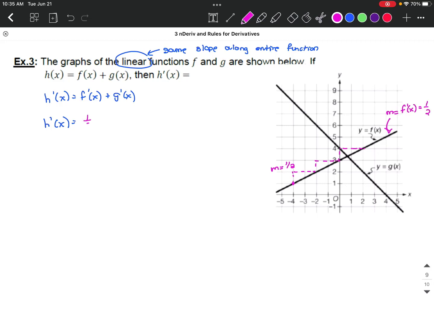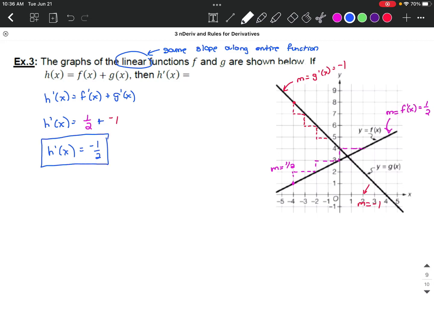So f prime of x is 1/2. Plus, now we need to find g prime of x. So we're going to find the slope of g prime of x. Let's look at this slope. This is going down 1 over 1, down 1 over 1, down 1 over 1. This one just has a slope of negative 1. So that means that h prime of x is just 1/2 minus 1, or negative 1/2. It is always a numerical value for this problem.